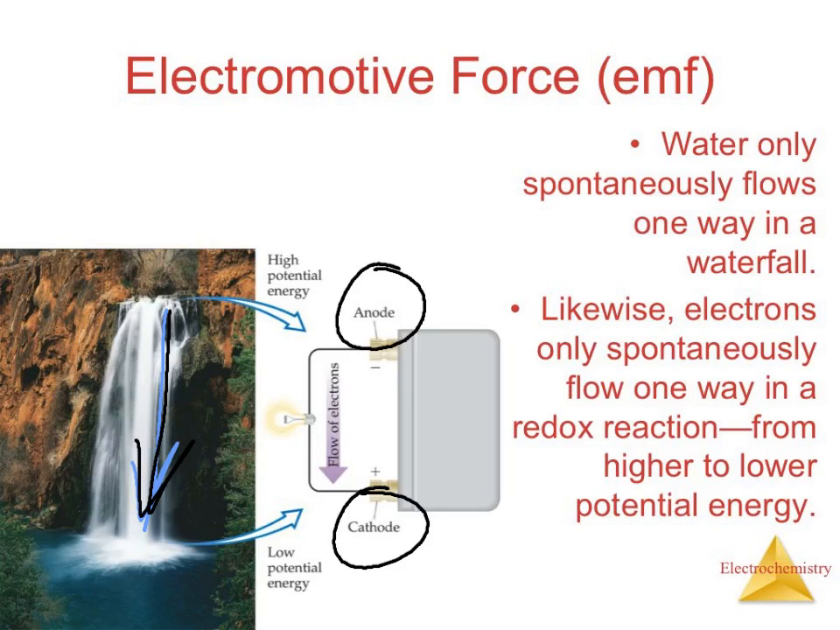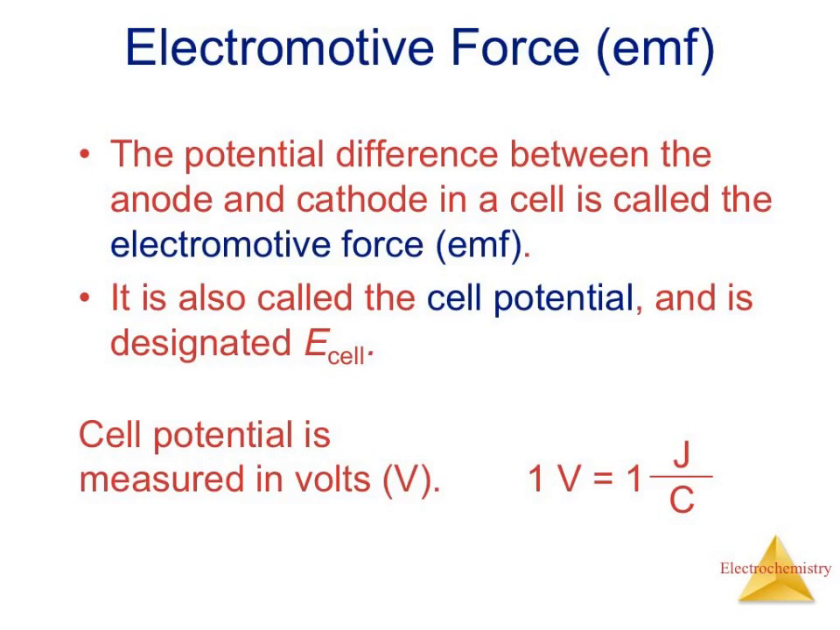Alright? So this flow of electrons will only happen in one direction when you put two things together. They'll go from the anode to the cathode, from the one that has a higher tendency to get oxidized to the one that has a higher tendency to get reduced. Okay? That's another way of saying that. That difference in potential is called the electromotive force, also called cell potential, also called cell voltage. Okay, you're going to hear me refer to it as all of those things. Those are all basically the same.